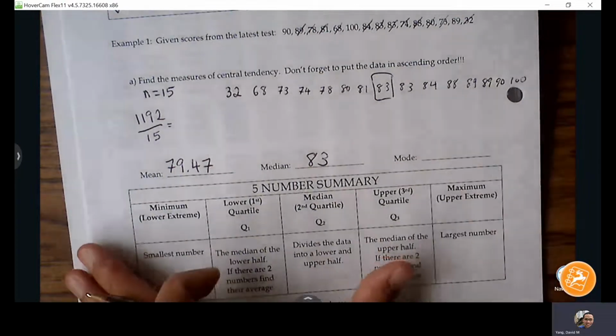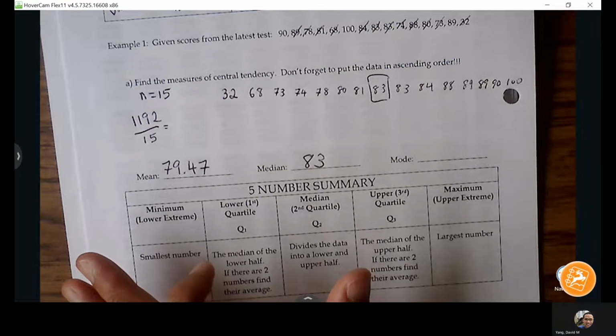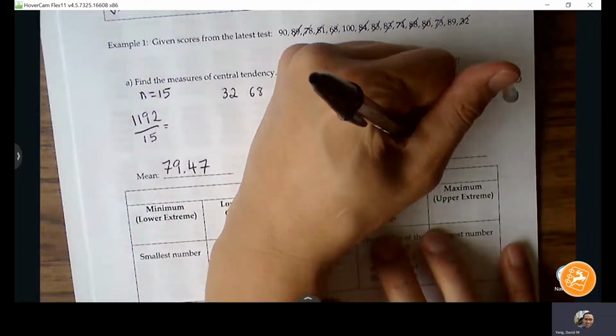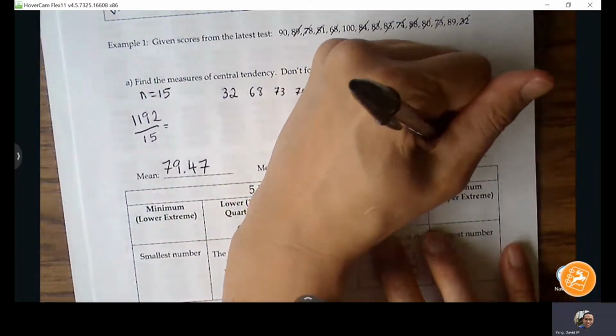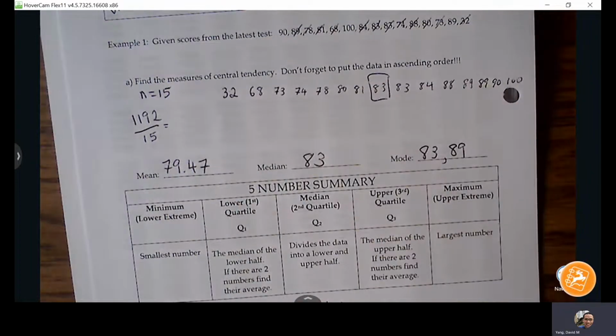Okay, what number occurs the most often? 80, yeah, so this is bimodal. There's a tie for the number that's repeated the most often, so we include both numbers as the mode. 83 appears twice, 89 also appears twice.